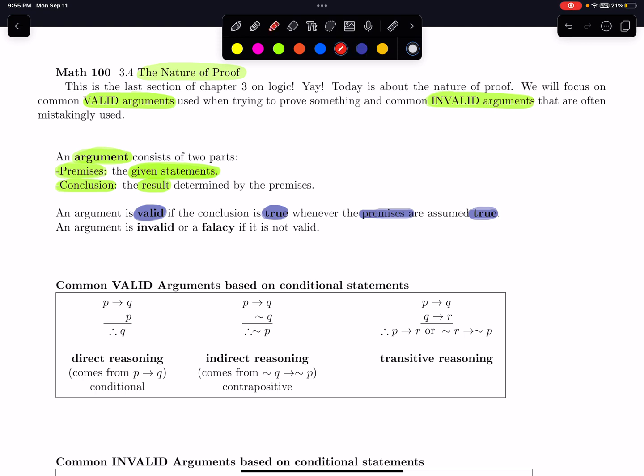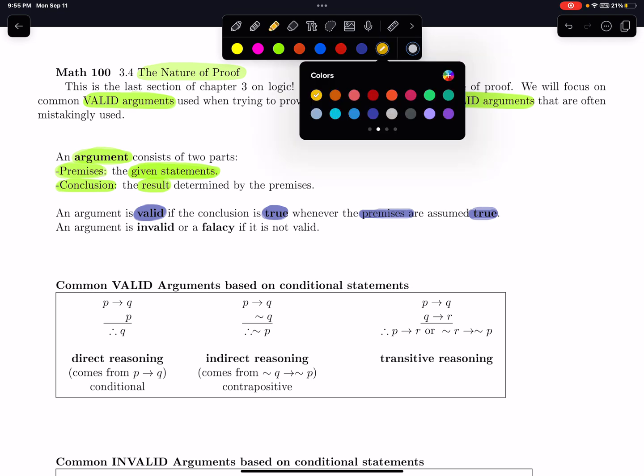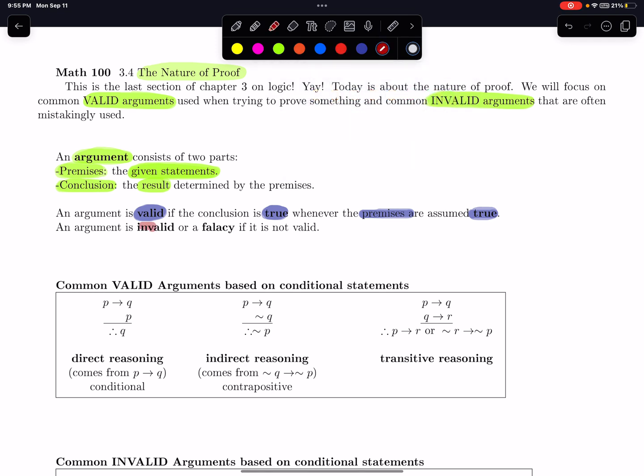On the flip side, let's change colors here. Let's use darker red. An argument is invalid, or we call it a fallacy, if it's not valid. That's pretty straightforward, right? Invalid if it's not valid, of course. And then we call that a fallacy.